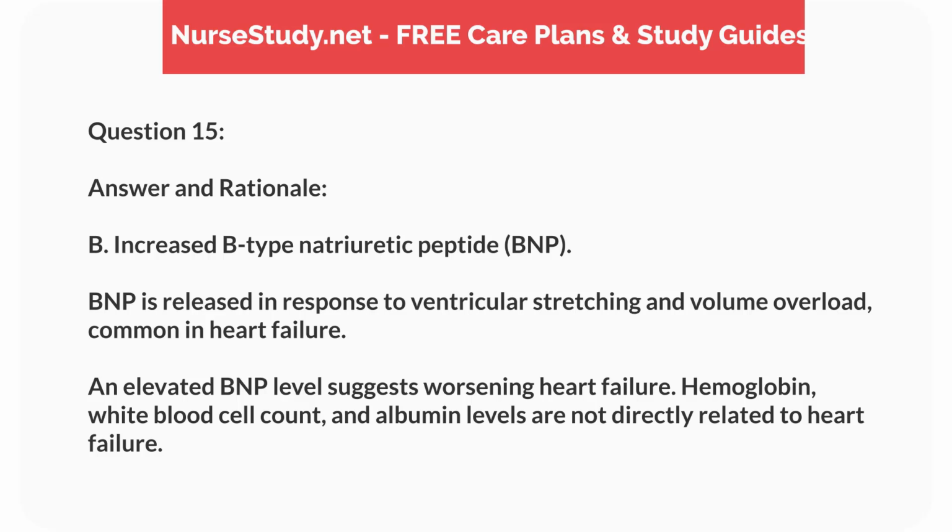Answer and rationale. B. Increased B-type natriuretic peptide, BNP. BNP is released in response to ventricular stretching and volume overload, common in heart failure. An elevated BNP level suggests worsening heart failure. Hemoglobin, white blood cell count, and albumin levels are not directly related to heart failure.